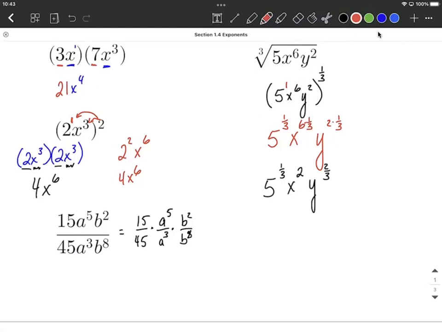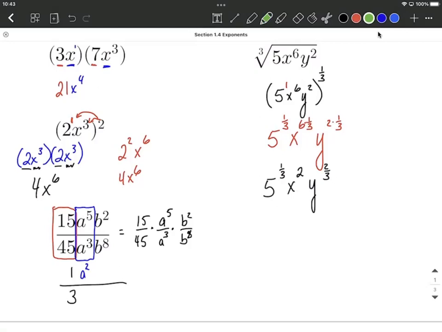know how to simplify down 15 over 45, deal with the constants by themselves. That's going to make the same thing as 1 over 3. And then I would move on to the a's and deal with those. This is that situation where I ask myself, where do we have more and how many more? So in this case, we have more in the numerator and we have 2 more, right? 5 minus 3 makes 2 left in the numerator.